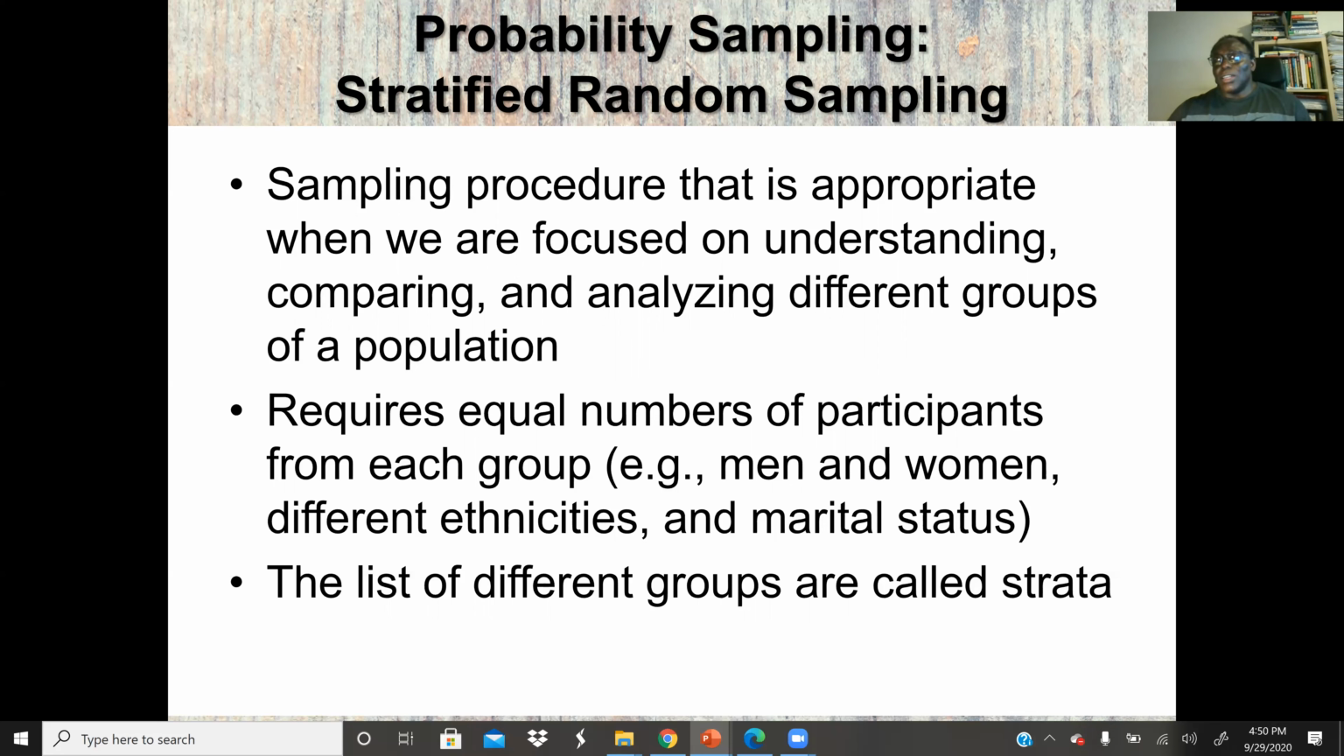I'm going to divide the population into two, male and female, and I need 20 male and 20 female. So here we say it's a sampling procedure that is appropriate when we are focused on understanding, comparing, and analyzing different groups. Here our groups are male and female. It requires an equal number of participants from each group, and the list of different groups is called strata.